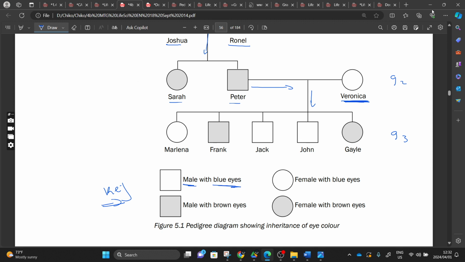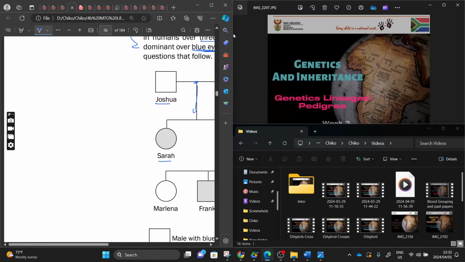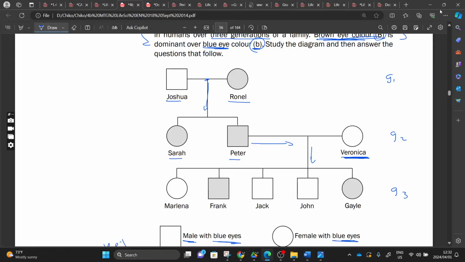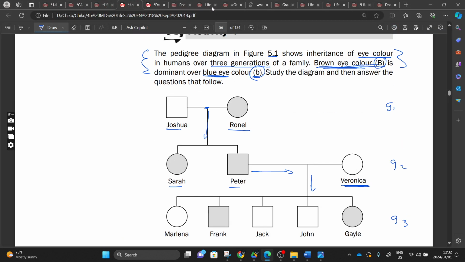And those who are shaded, they are the males with brown eyes. And then those who are shaded, they are the females with brown eyes. And then those ones, they are the blue eyes. So if we go to our information here, what can we get? We can get that the capital letter B is for color brown, and the small letter b is for color blue, right?